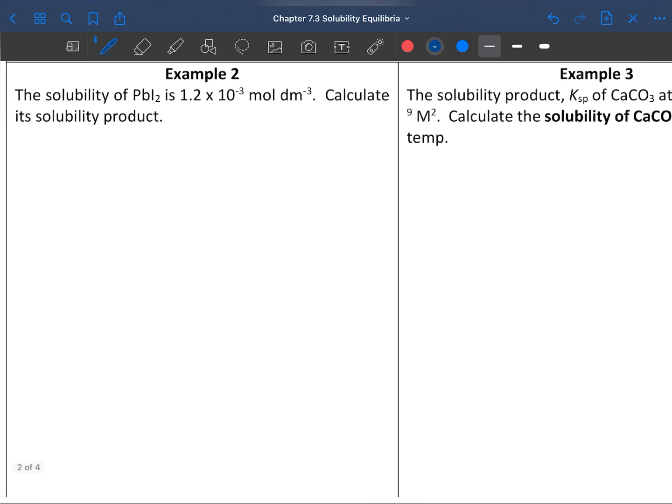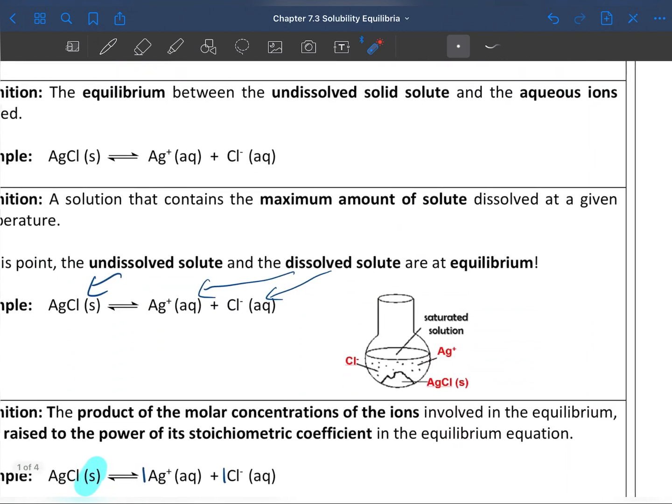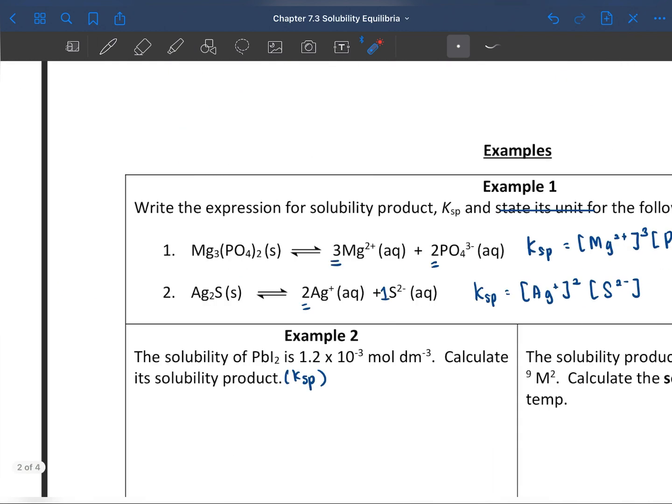Kita dah nak start buat pengiraan. We want to determine solubility product and solubility later on. Okay, so let us start with this one. Okay, the solubility of PbI2 is ini. Calculate its solubility product. Okay, so solubility product here maksudnya dia suruh kamu cari KSP. Okay, so nak cari KSP ataupun nak deal dengan soalan solubility ni, kamu kena boleh tulis equation. Okay, equation macam equation ni tadilah.